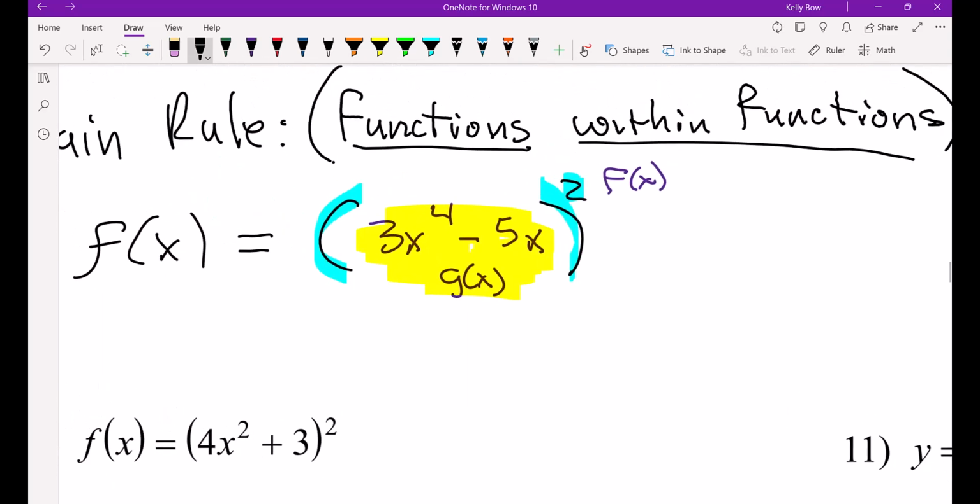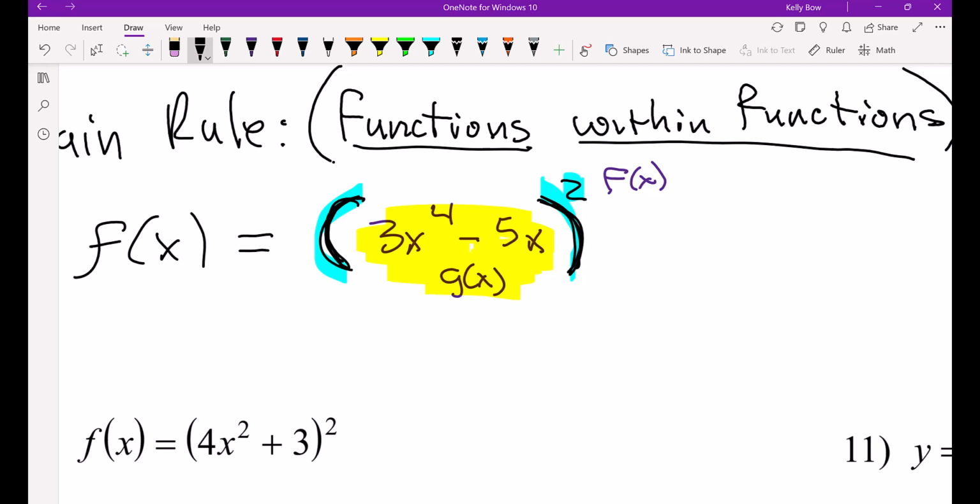You've got this outer function saying that this function is squared. That's like saying something is squared, right? Well, instead of x, there's a bunch of other stuff. So the outer function is the squared part. The inner function is the stuff.